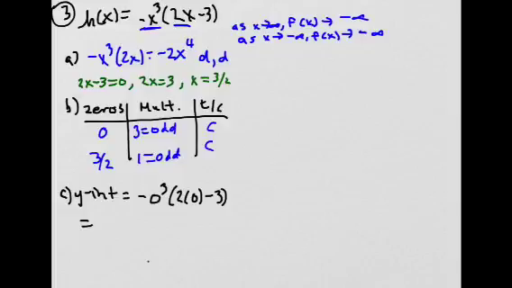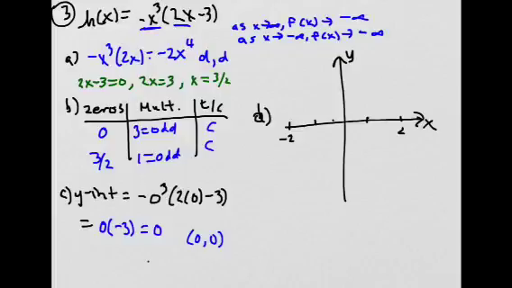For the y-intercept, I've already replaced all the x's with zeros, so now we just simplify. So negative 0 cubed is 0, and 2 times 0 is 0 minus 3, and that still gives me 0. So the y-intercept is 0, 0.